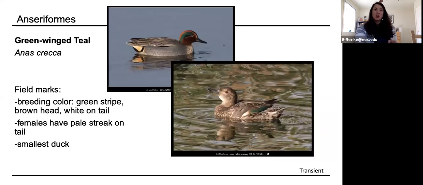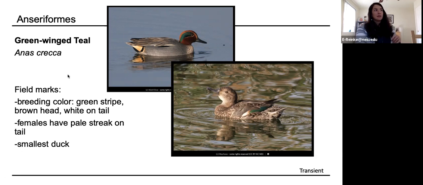Okay, here's the green-winged teal. Again, the females look really similar to the blue-winged teal and to the mallard, except for the green instead of the bluish or purple. But mostly I want you to focus on this male breeding coloration. They have the green crescent also, but with a brown head, and they're very, very small.